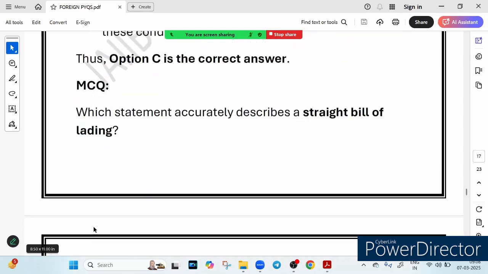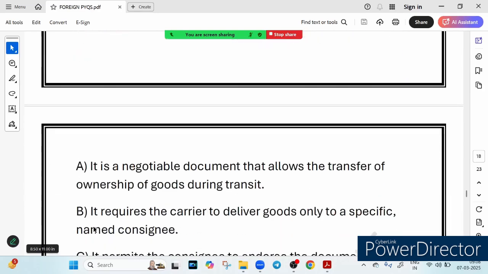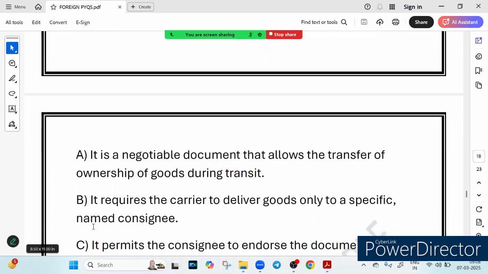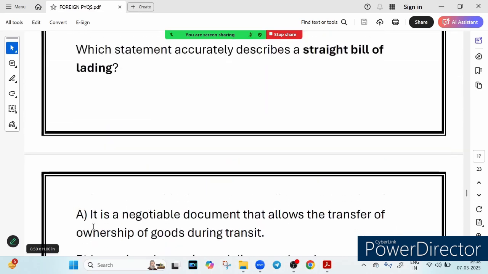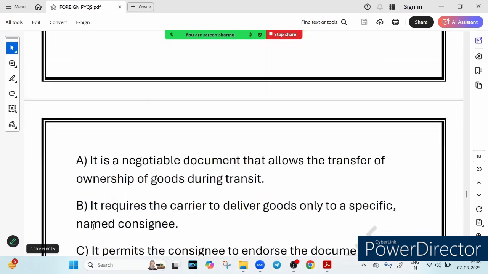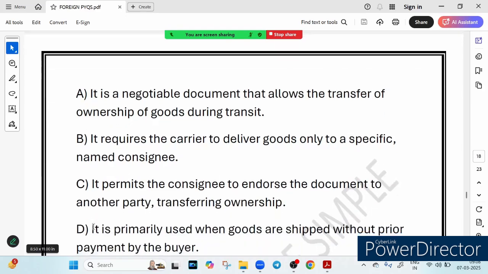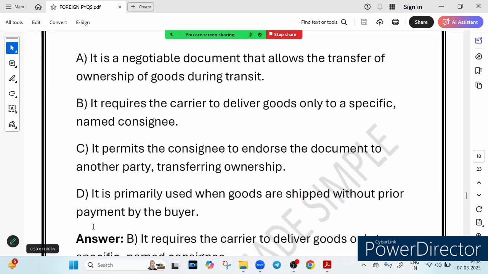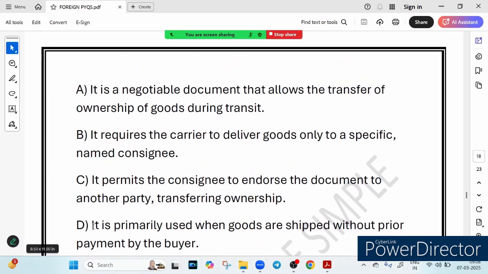Now, which of the following statements describes the straight bill of lading? This is the question regarding straight bill of lading. So let's go through each and every option. Option number A suggests that it is a negotiable document that allows the transfer of ownership of goods during transit. Option number B, it requires the carrier to deliver goods only to a specific named consignee. Option number C, it permits the consignee to endorse the document to another party. Option number D, it is primarily used when goods are shipped without prior payment by the buyer.